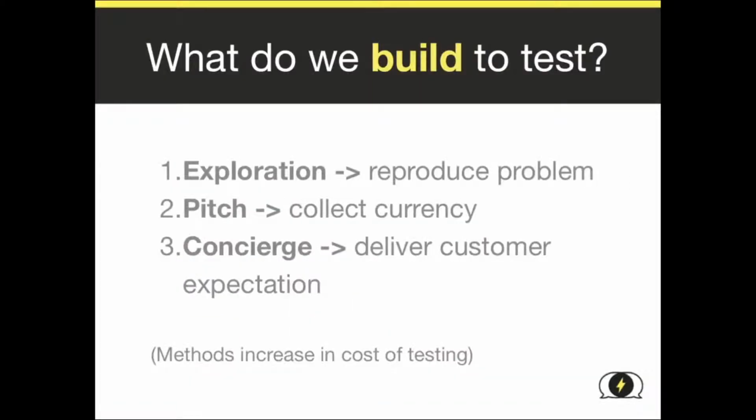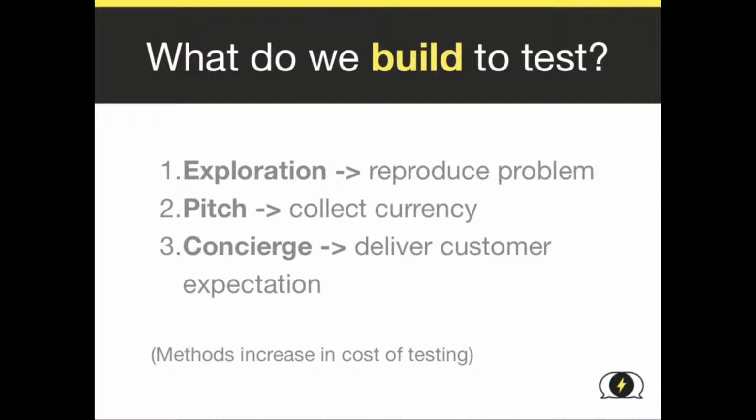Now that you have your riskiest assumption, you need to ask yourself, what experiment should I build in order to get this learning? So we have three methods of experimentation that all increase in the cost of testing. The first type is exploration. This is going far and wide, doing customer interviews, looking for problems, trying to find pain points, and you're going to use exploration to drill into the second method, which we call pitch. Pitch is actually asking your customer for some form of currency in exchange for solving a specific problem or for a specific solution. So currency we define as email addresses, cash, anything that your customer is giving up.